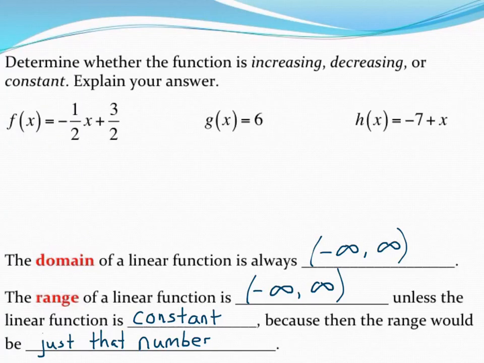To tell if a linear function is increasing, decreasing, or constant, I don't even need to graph it. All I need to do is look at the slope of that line. If I'm in slope-intercept form like these are, I can just take a look at my slope, and since I have a negative slope, that tells me that my line is decreasing. I could graph it if I wanted to, but there's no need to. With a negative slope, I know my line is decreasing.